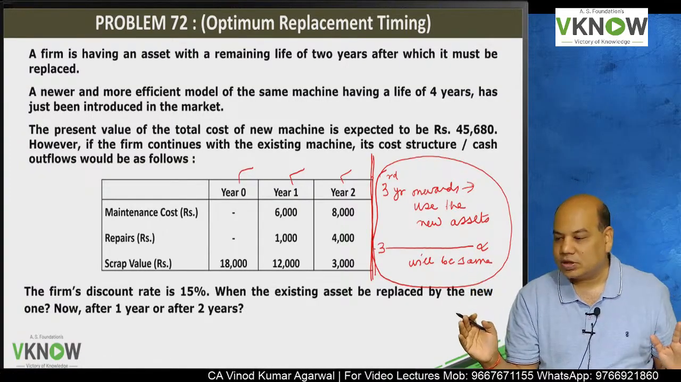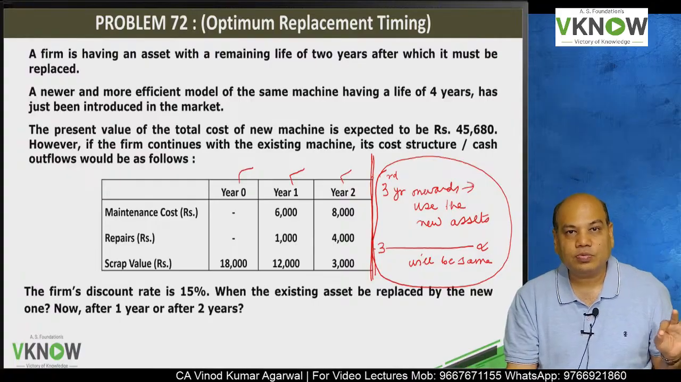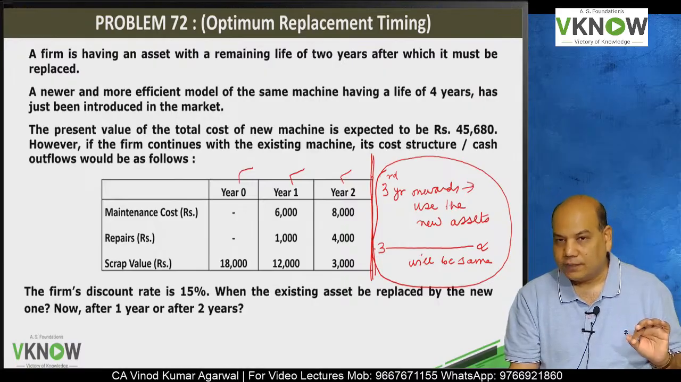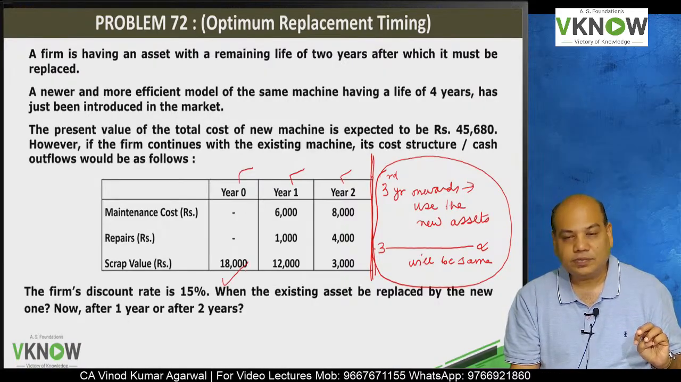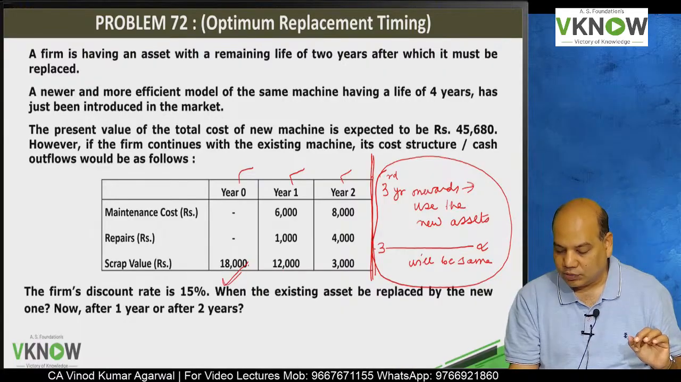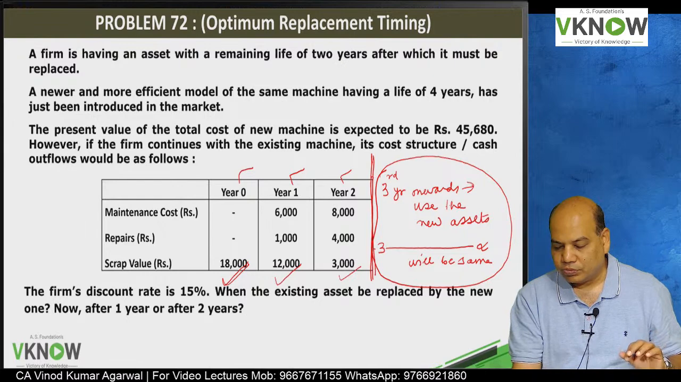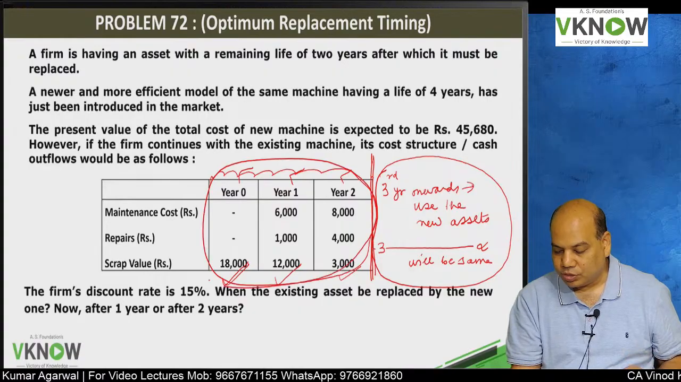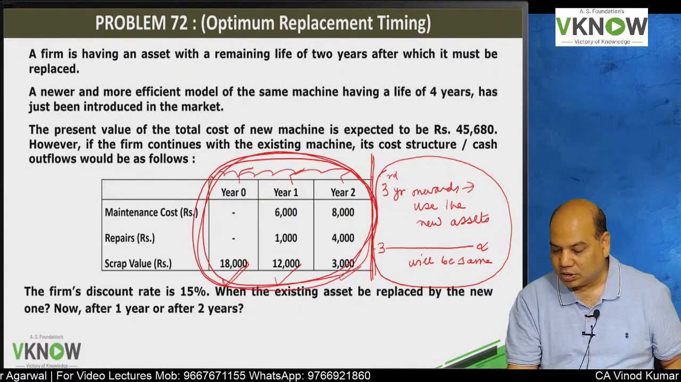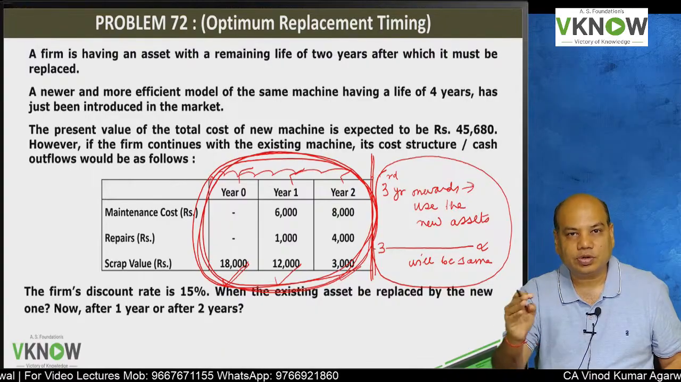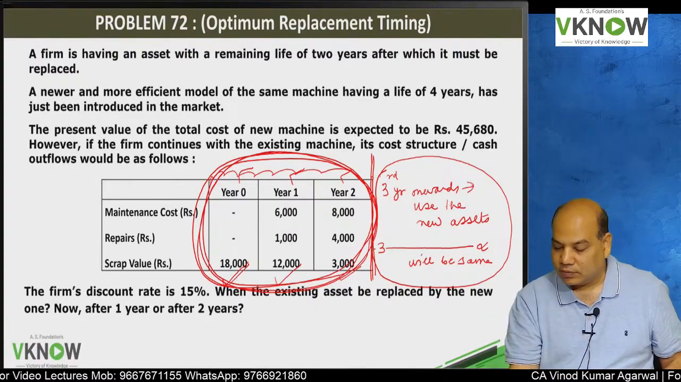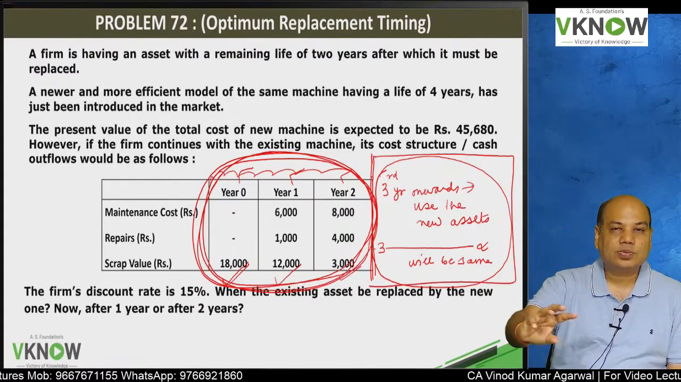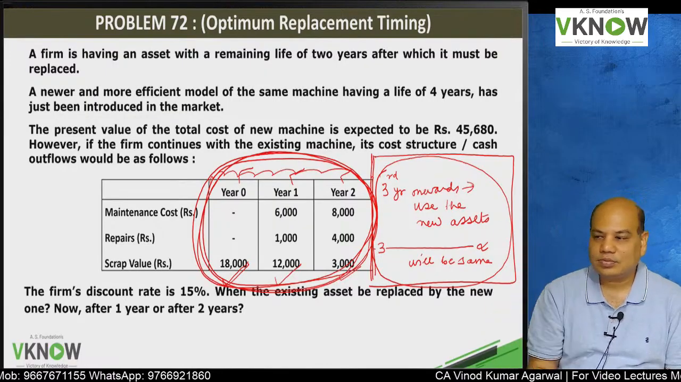So where is the difference in cash flow? The difference in cash flow will arise if you replace after year 0, year 1 or year 2. Cash flows can be different only in this period. If you take a replacement decision in this period, cash flow of year 0, 1, 2 will be different. From third year onwards, the cash flows are going to be the same.